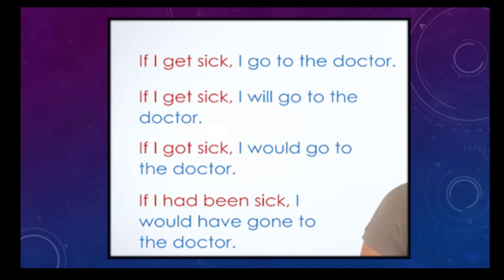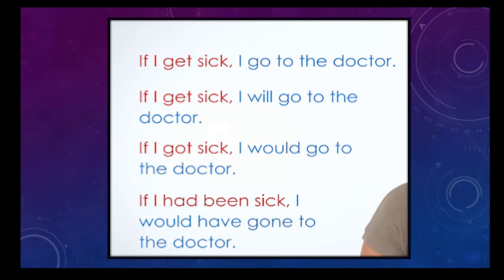These are examples of conditionals. Conditionals are statements from the word condition. So look: If I get sick, I go to the doctor. If I get sick, I will go to the doctor. If I got sick, I would go to the doctor. If I had been sick, I would have gone to the doctor.